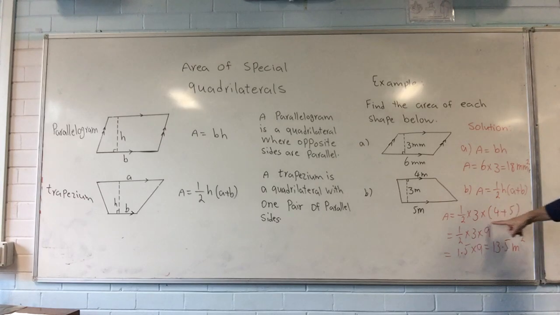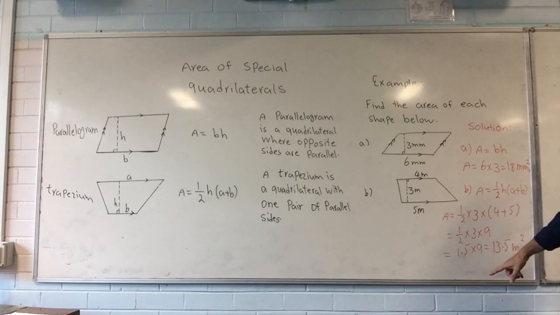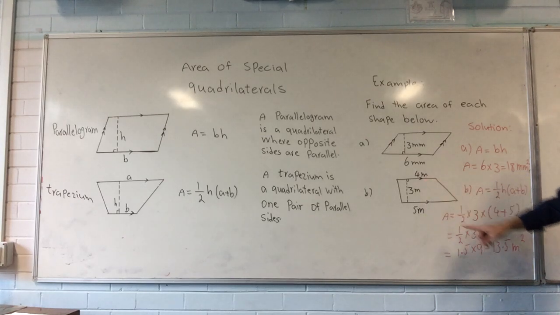Okay, now we are calculating. Order of operations: you need to do the bracket first. So 4 plus 5 is 9. So half times 3 times 9. Now all I've got is multiplication, so just start from the left-hand side. Half times 3 is 1.5, times 9. And 1.5 times 9 is 13.5. And because they are in meters, my answer will be in square meters.